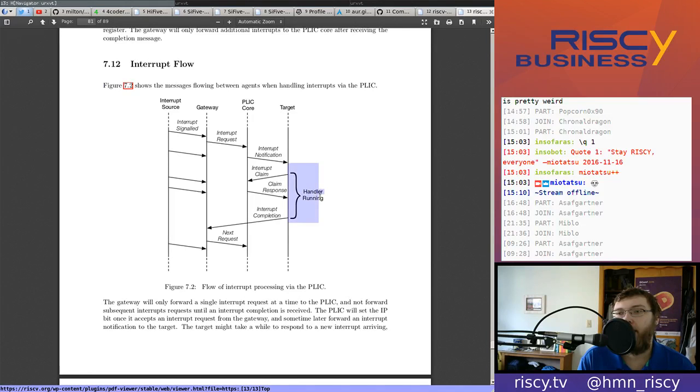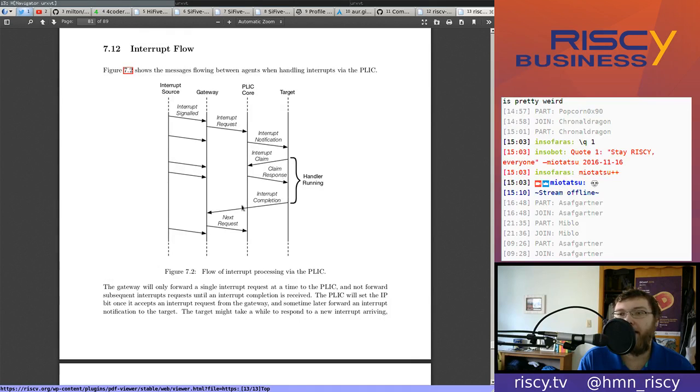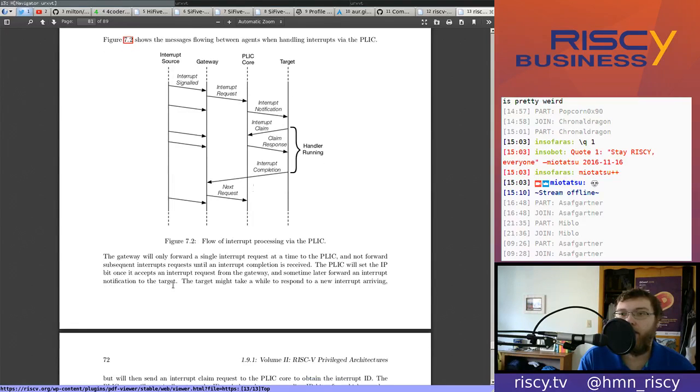So then the interrupt handler runs, sends an interrupt claim to the PLIC core. The PLIC core sends a claim response back. And then once the handler is done, it sends an interrupt completion to the gateway, and then the gateway sends the next request. So that is the flow of all this. So that's kind of a complicated thing.